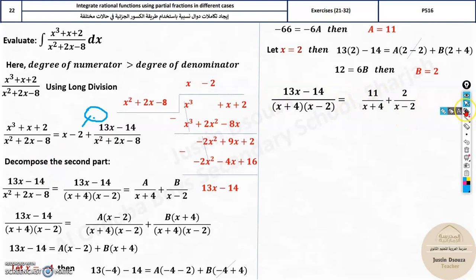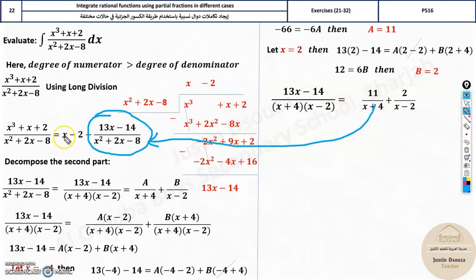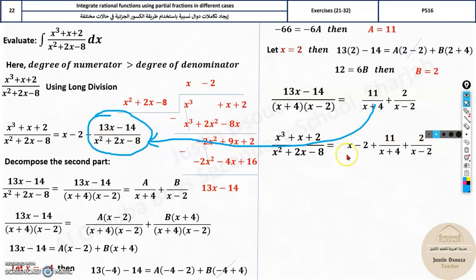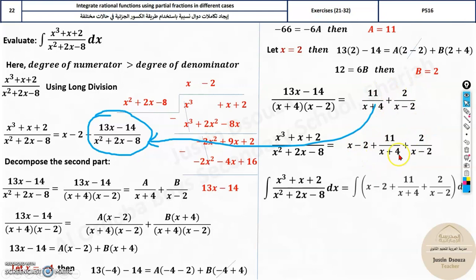So whatever is this part, instead of writing this part, we have to write this. Now when you're integrating, don't forget these two terms. These are very important because they can be easily integrated. See, x minus 2 will remain, but instead of the remainder divided by divisor, we are writing x minus 2 plus this and this. Now you can integrate them easily.